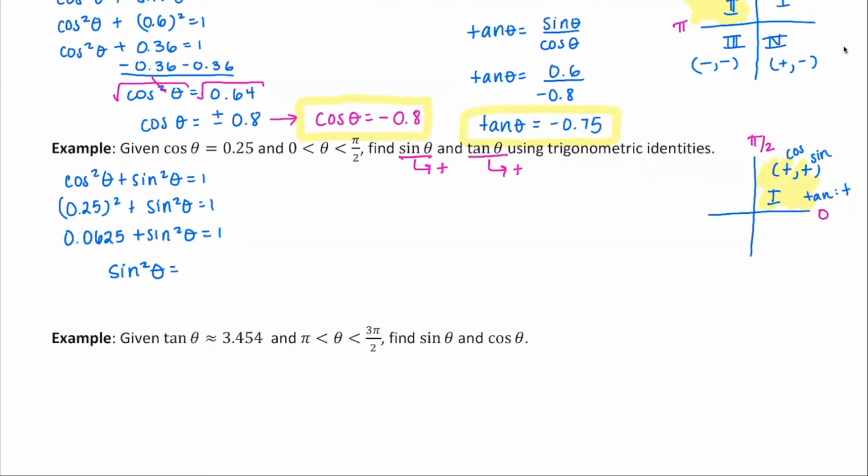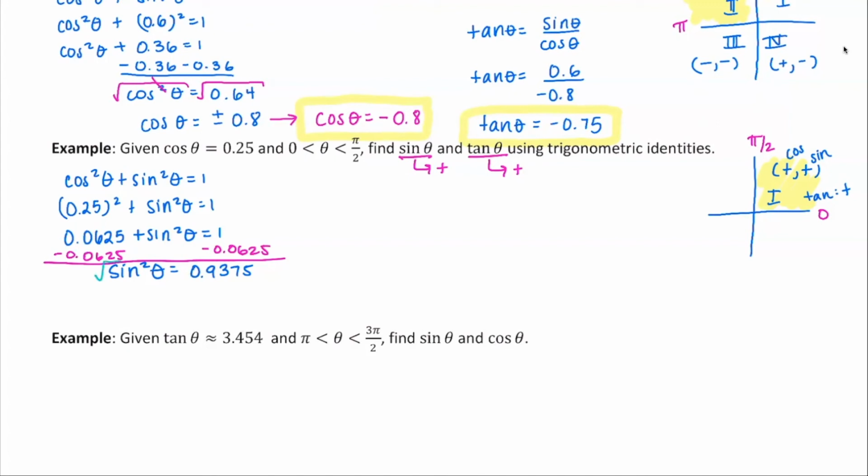So if I wanted to write that in real quick, I'm subtracting 0.0625 from both sides of my equation, and I get sine squared is equal to 0.9375. Try not to round if it's a terminating decimal, just so that our answer can be as precise as possible.